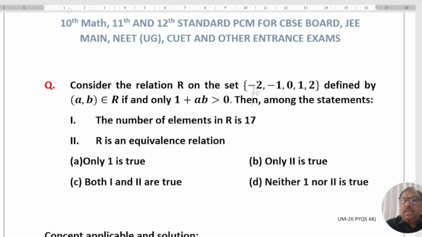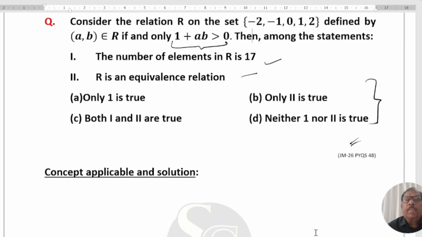Question is, consider the relation on the set {-2, -1, 0, 1, 2} defined by (a, b) belongs to R if and only if we have to satisfy this condition, 1 plus ab is greater than 0. Among the statements, the number of relations in R is 17, R is an equivalence relation. We have to choose one of the correct options. Question is taken from JEE Main 2026. Concept of equivalence relation.